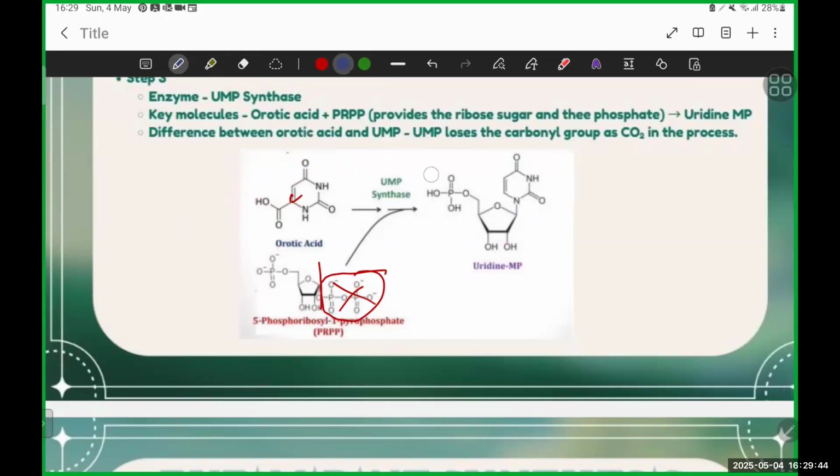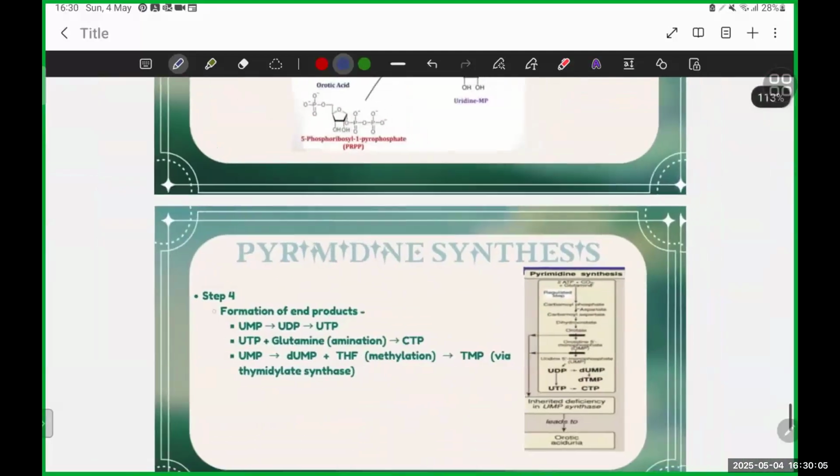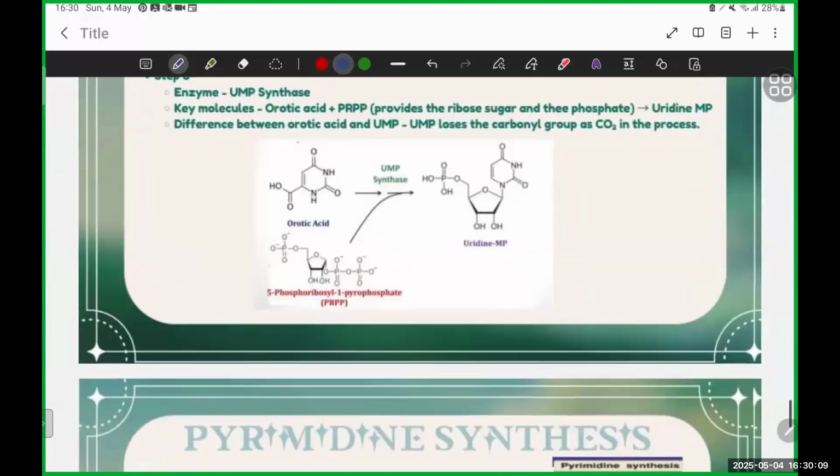She said it quite a few times that UMP loses the carbonyl group, COOH, this part here, and then this forms CO2 in the process. So that's why I mentioned it. I don't think she's really going to ask you about it because it's not that high yield, because there are so many drugs and clinical conditions that you need to memorize here. Anyways, you formed UMP here.